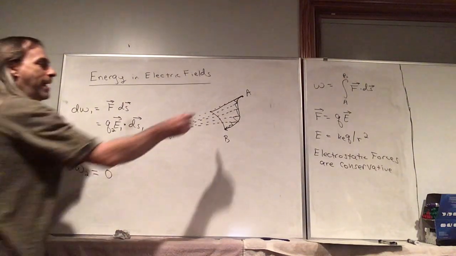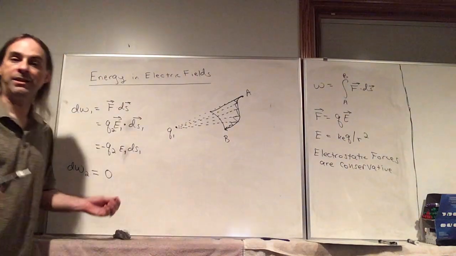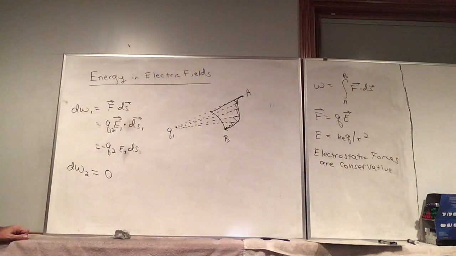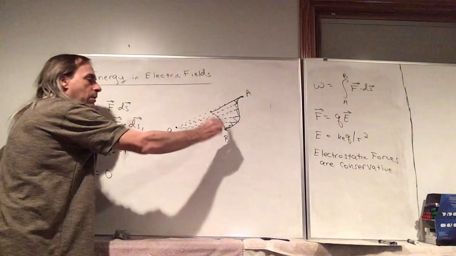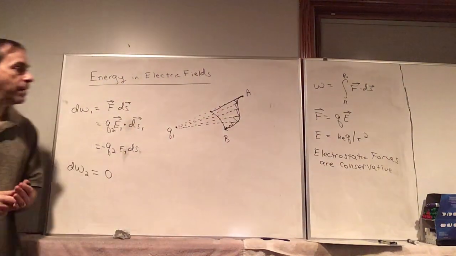You just have a radial component. That's easy to calculate. We'll do that in a minute. And then along this component, the work is 0. So, yeah, you're done then.